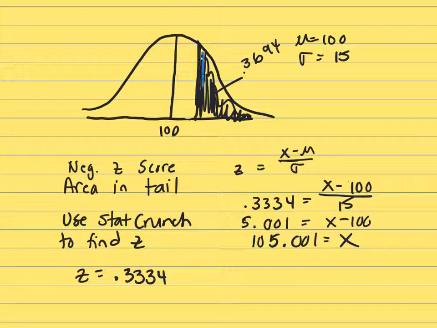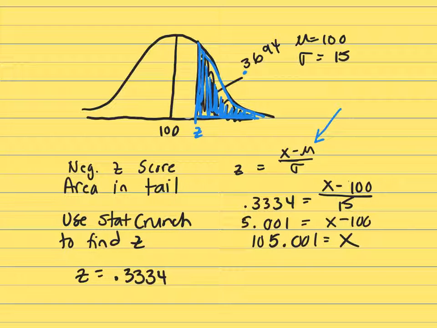They give us this area under the curve as 0.3694. And what we need to do is find the z value that corresponds to this area and then convert that z to an x by using our z formula.